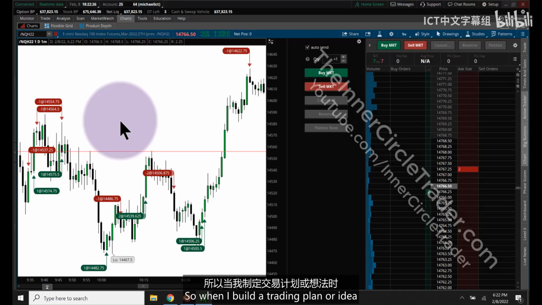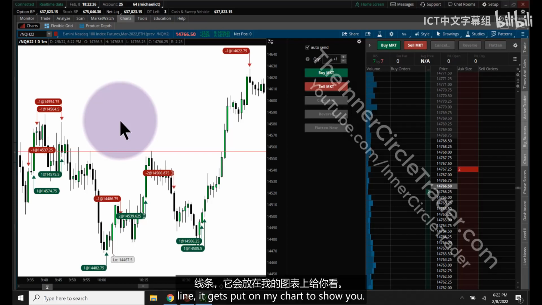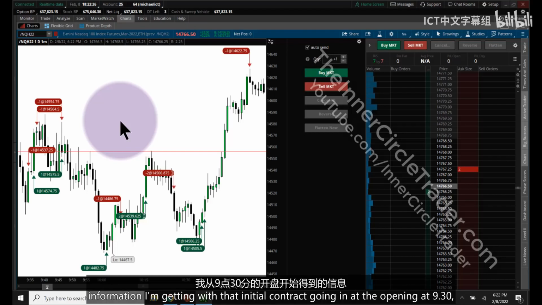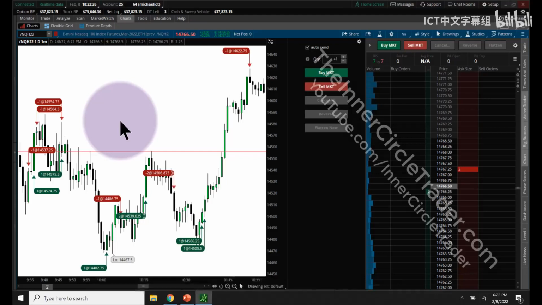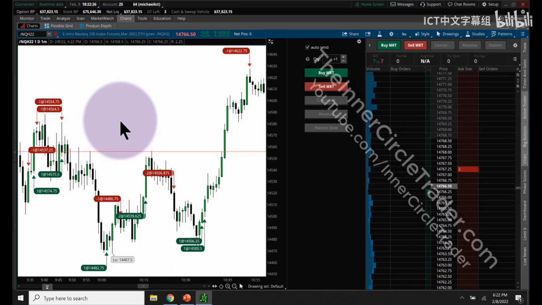So when I build a trading plan or idea around what I would prefer to see, I'm only looking for that the night before. Everything changes when we walk up to that 8:30 vertical line. It gets put on my chart to show you. Now, based on those ideas and the relationship of the information I'm getting with that initial contract going in at the opening at 9:30, I'm getting a read on price. Sometimes these trades pan out and it's profitable. That's not the point. And sometimes it creates a small drawdown on the account. That small drawdown, if you count that as a skill thing, you're missing the point entirely.